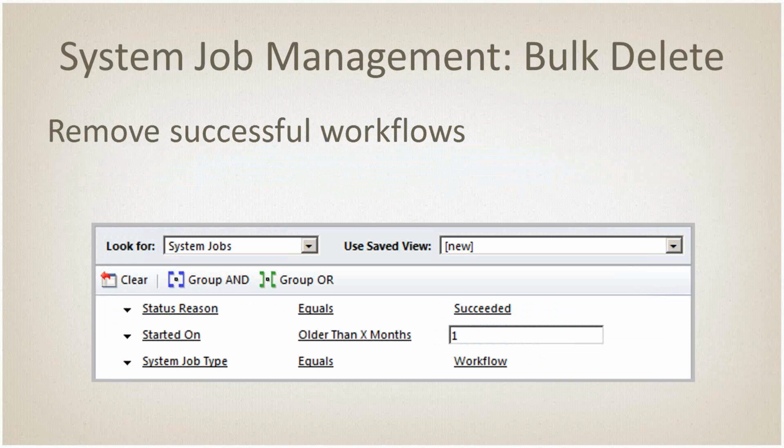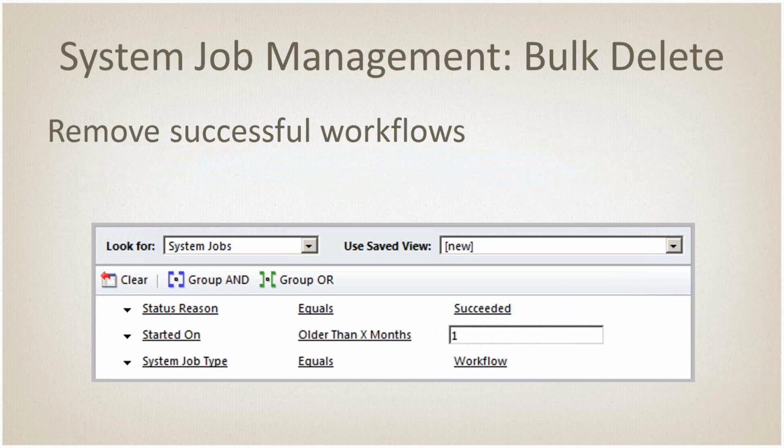So what I do is create a bulk delete job that I run every 7 days or every 30 days, depending on the level of activity. I say, okay, if the status reason is equal to succeeded, if it's older than 1 month, and the job type is equal to workflow, then delete the record. This runs every 7 days and deletes things that are over 30 days old.